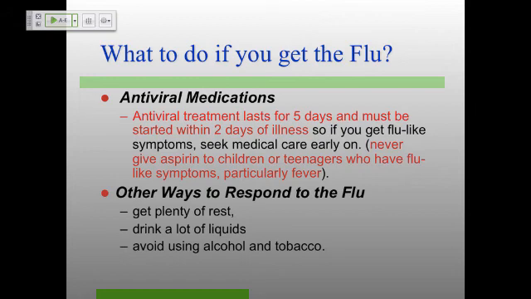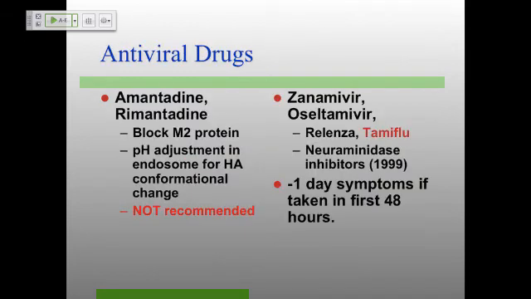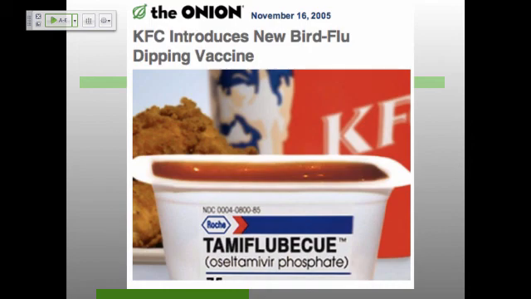What are these antiviral drugs? I mentioned the M2 blockers. Unfortunately, almost all of the circulating influenza right now is resistant to all of these. These are just mutations that have happened in that M2 protein that these drugs no longer bind to. On the other hand, there are the neuraminidase inhibitors, which again allow the viruses to release from one cell and then potentially move to another. Tamiflu in particular gives you 1 day less of symptoms if you take it really early. Again, not terribly useful. But of course, what you really need to do is go to KFC and get your Tamiflubecue for dipping your stuff into.